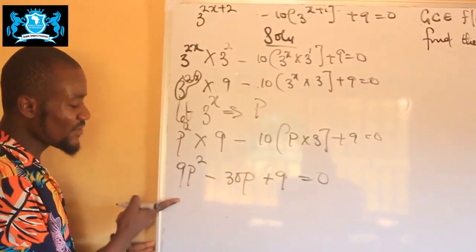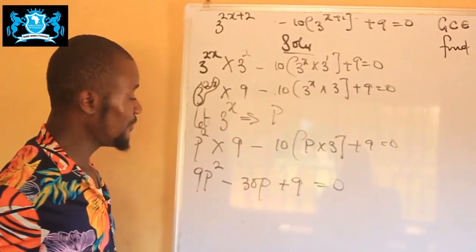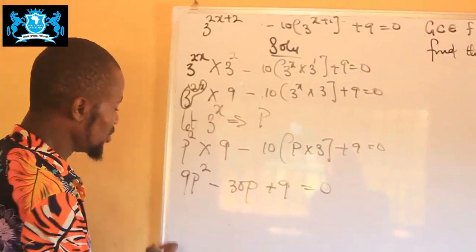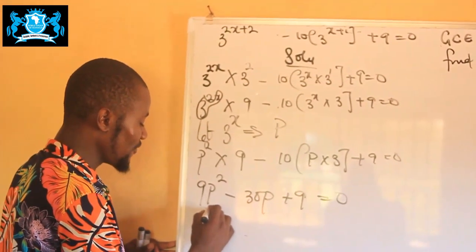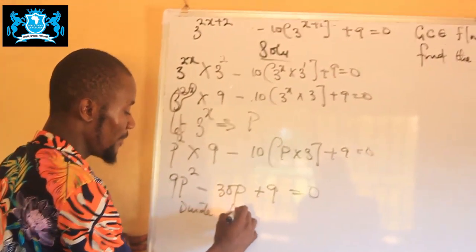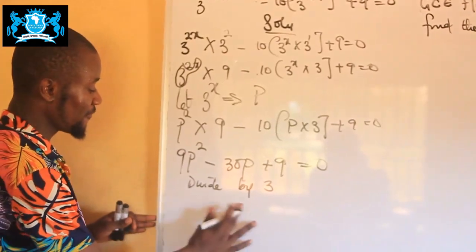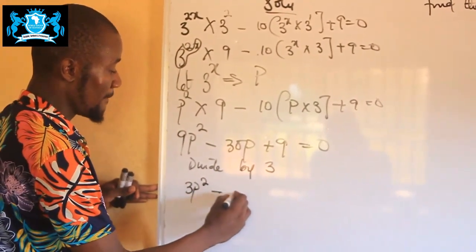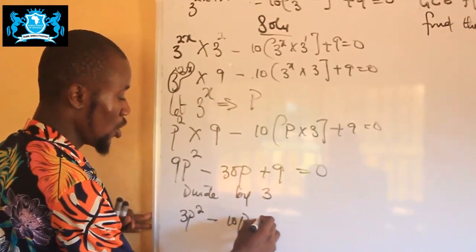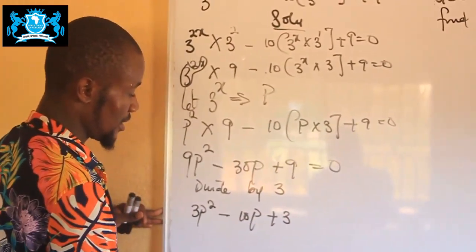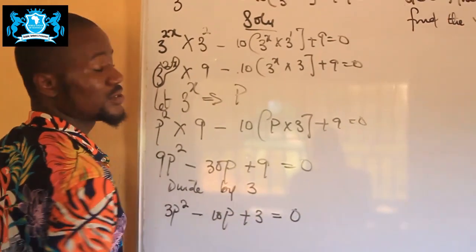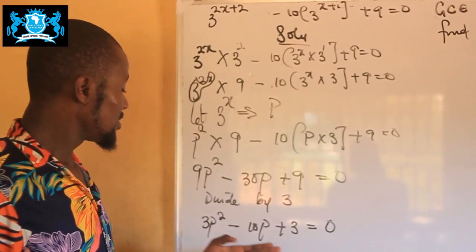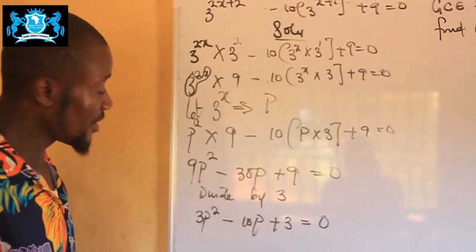Now what do you have there? You have 9 here, you have 30 here, you have 9 here, you have 0 here, and all these numbers are divisible by 3. So you divide through by 3, and we have 3p squared minus 10p plus 3 is equal to 0. To solve this, it is a quadratic equation.